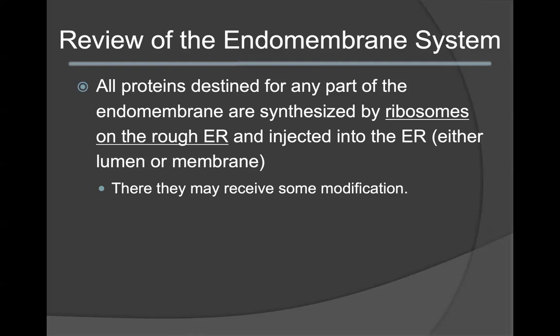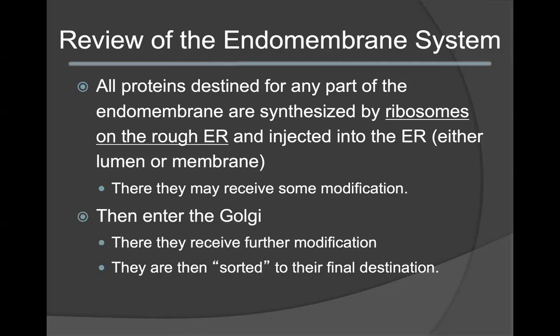Once these proteins are produced in the ER, they will travel to the Golgi apparatus where they will receive some sort of modification, and there is where they will mature. At the trans side of the Golgi apparatus, they are going to be sorted out and then be delivered in vesicles to their final destination.